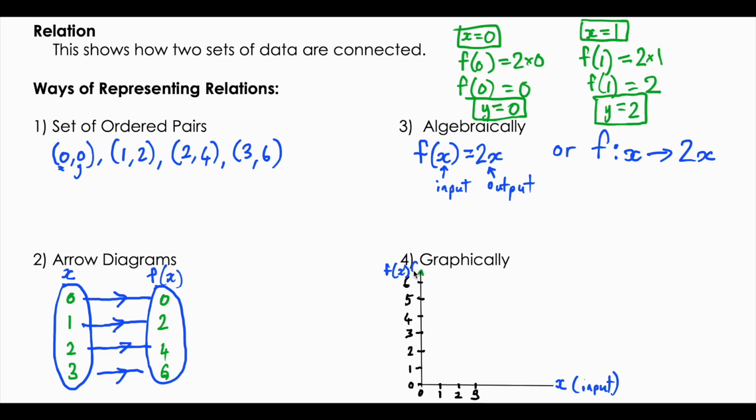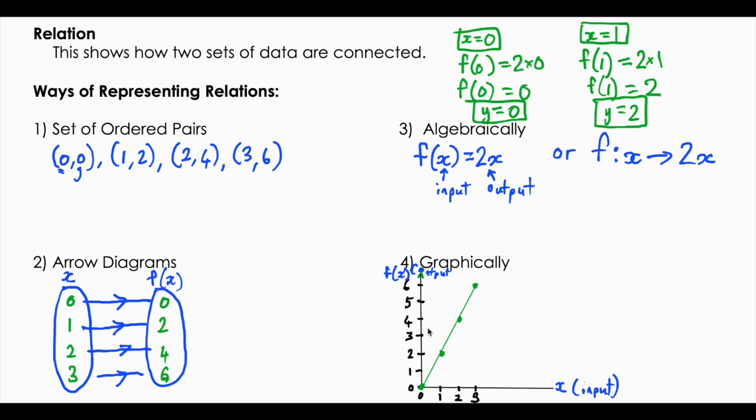This gives us our output. So now, if we were to plot this, we're using these same points: 0, 0, 1, 2. So 1 on the x-axis, then 2 on the y, then 2, 4, then 3, 6, so 3 here, and then 6. This right here represents our graphical representation of this relation.